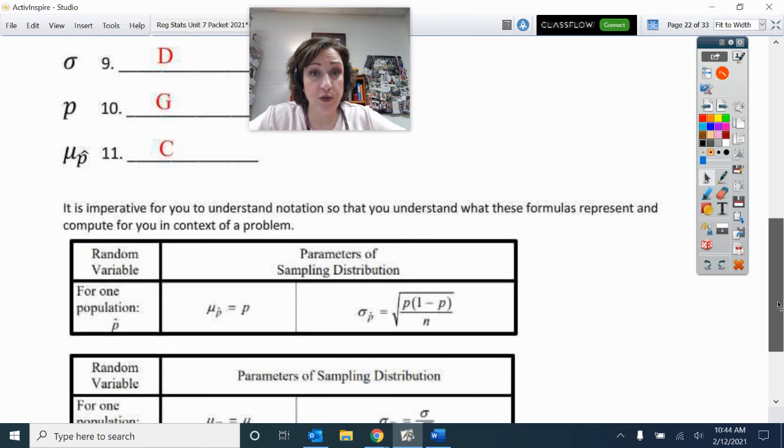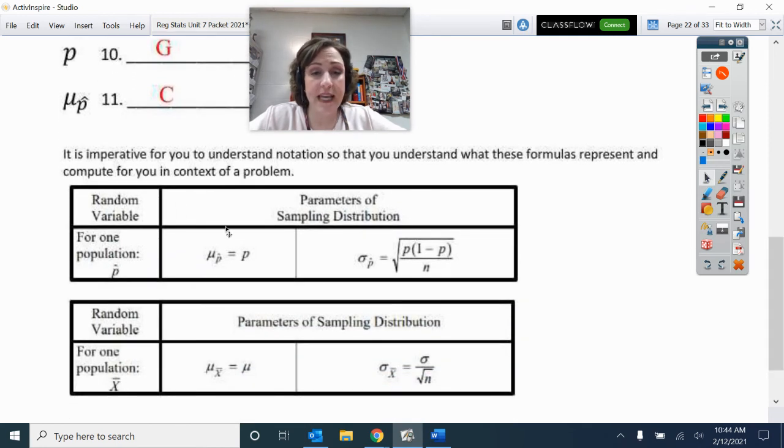We're going to now go into notes that will take us through using some of these formulas and finding probabilities of getting a sample result. Okay, and so that will be the next video.